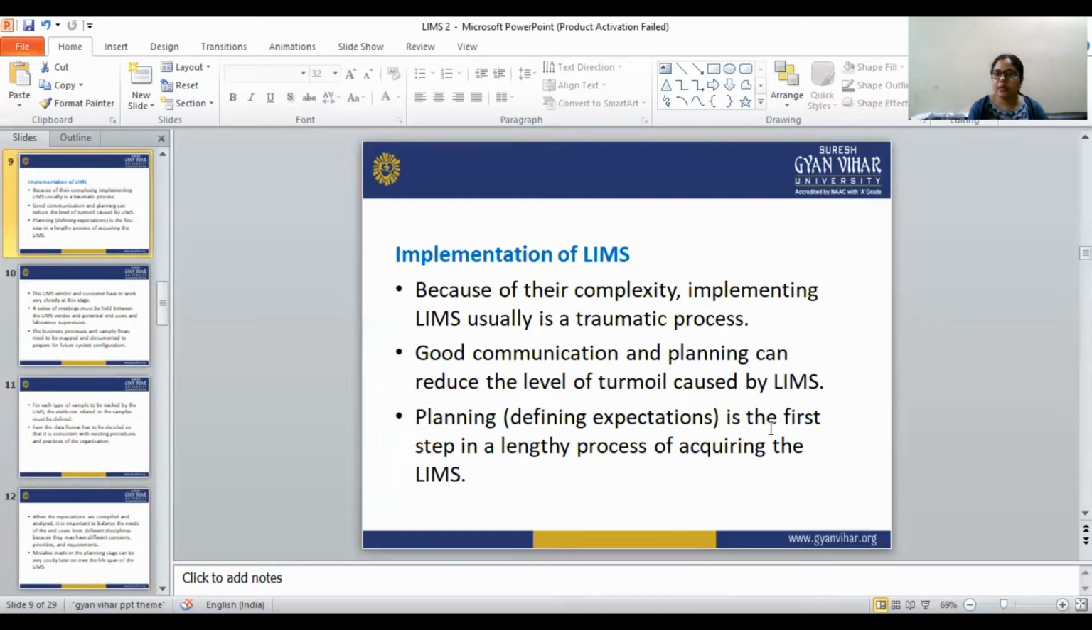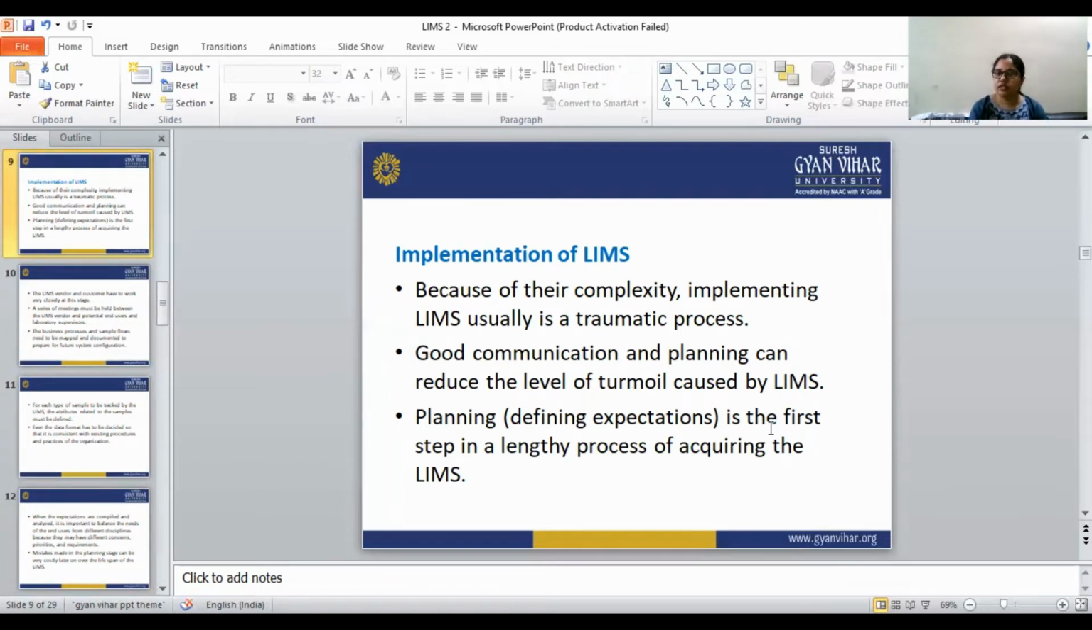Good communication and planning can reduce the level of turmoil caused by the LIMS. So it is necessary to plan and necessary to communicate with the vendor and the customer. They have to communicate with each other and plan accordingly to avoid the level of turmoil caused by the LIMS.